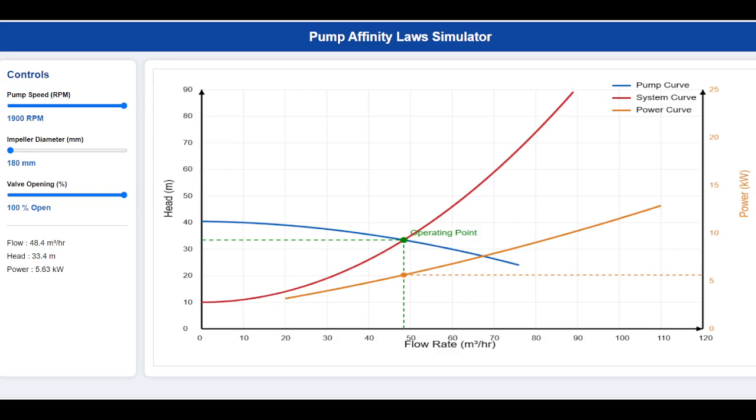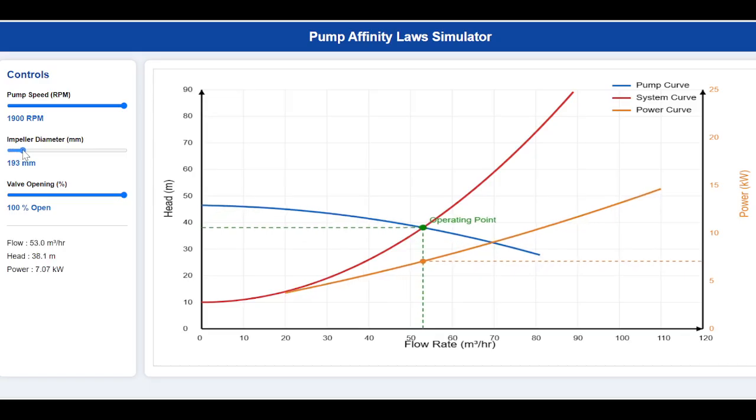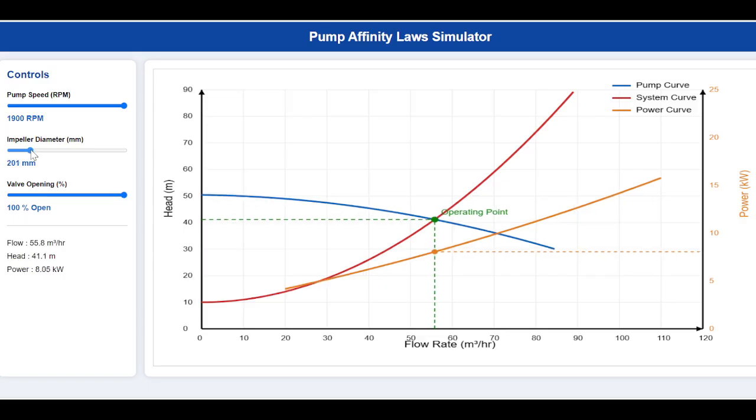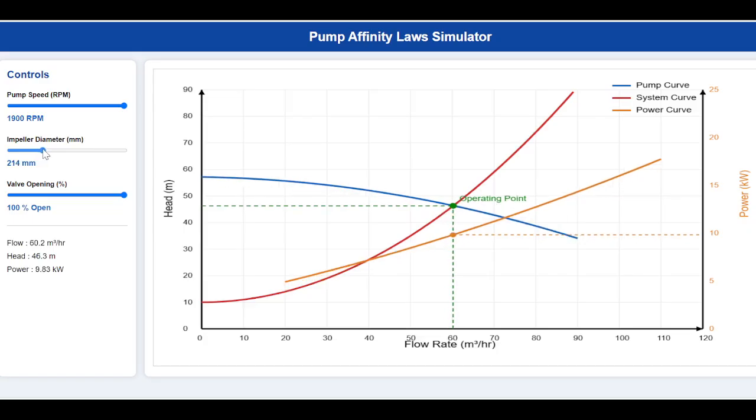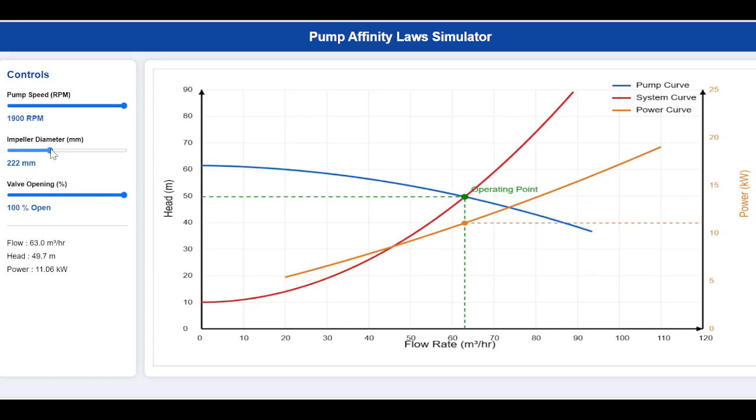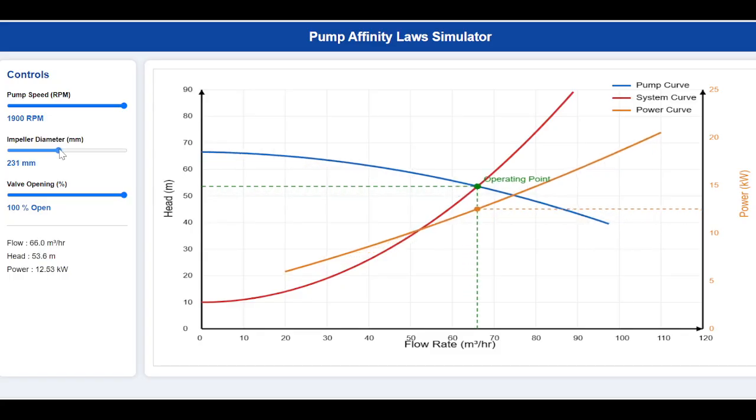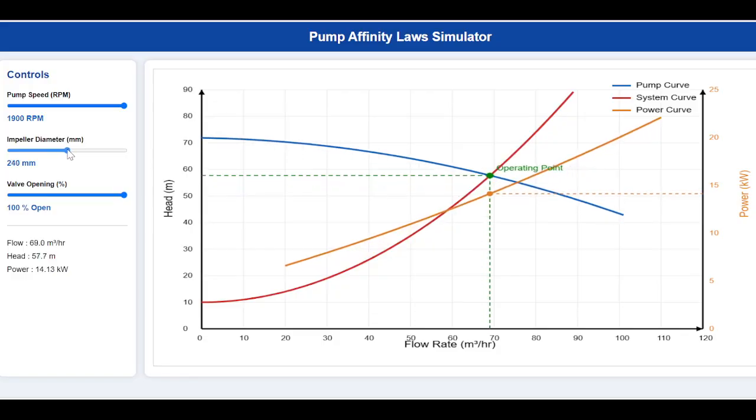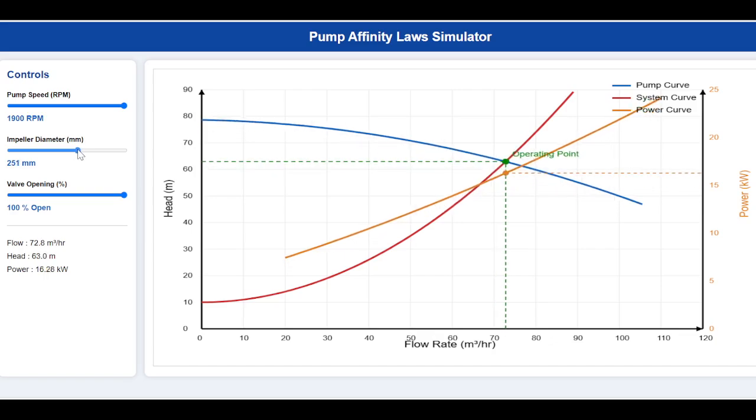Now that we've seen the effect of pump speed, let's reset the simulator and see what happens when we change the impeller diameter. At the moment, the pump is operating with its original impeller diameter, and this is our reference condition. Now, I'll gradually increase the impeller diameter. As you watch the graph, notice how the pump curve begins to shift upward and toward the right. This means the pump is now capable of delivering more flow and developing a higher head.